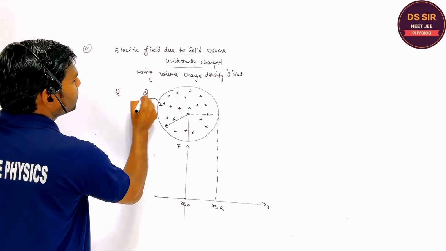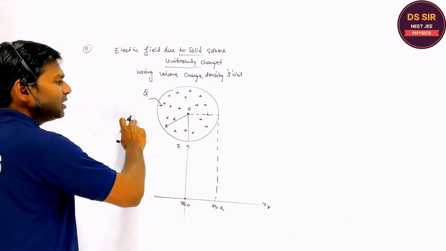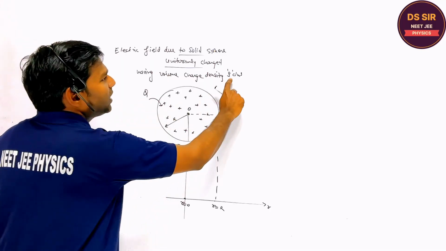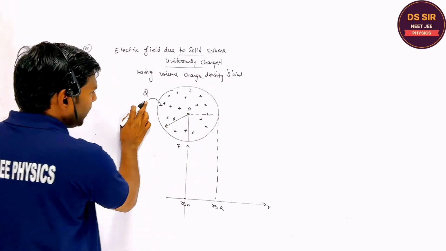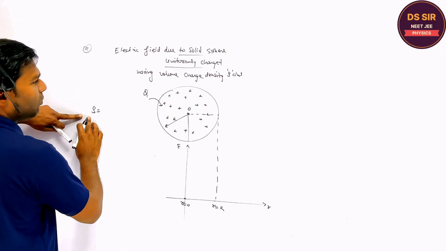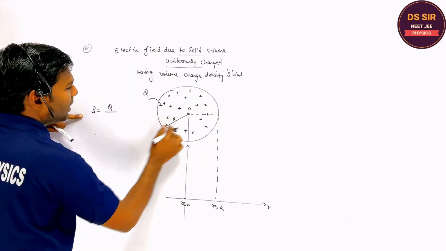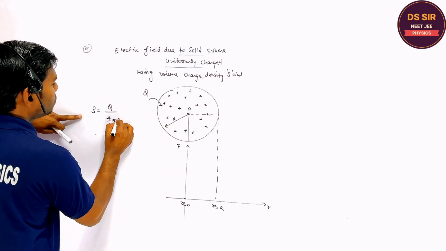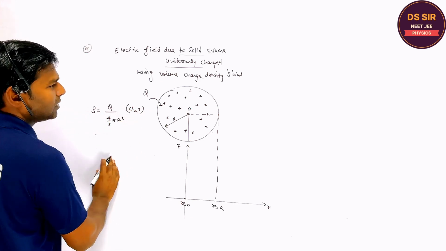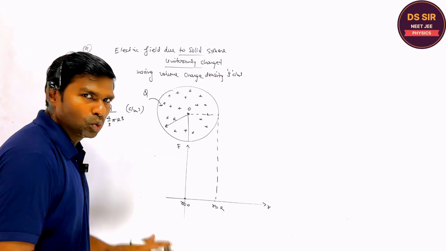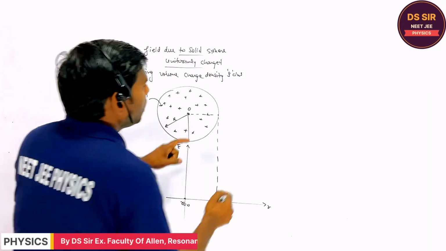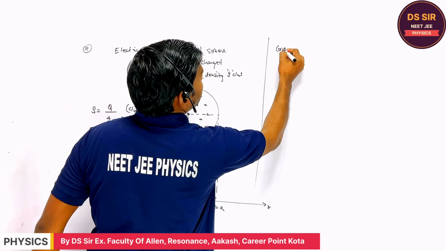Suppose the total charge is assumed to be Q. Either we write the answer of the electric field in terms of Q, or we can write in terms of rho also. So I am assuming the total charge is Q. So what is the volume charge density? Rho is the total charge divided by total volume. This is the volume charge density, coulomb per meter cube. First copy this, then we will make the two cases, inside and outside, one by one.